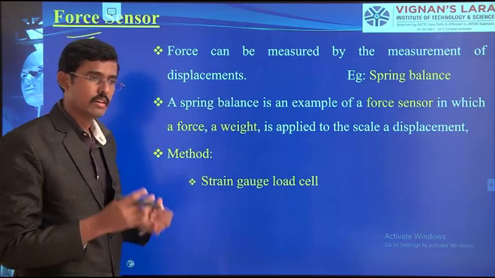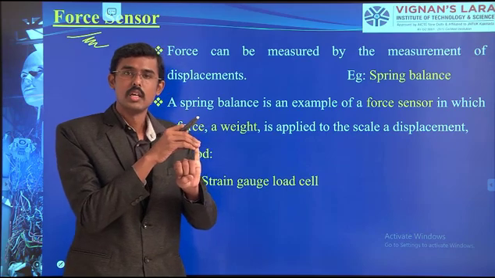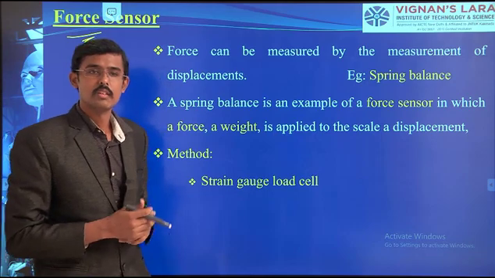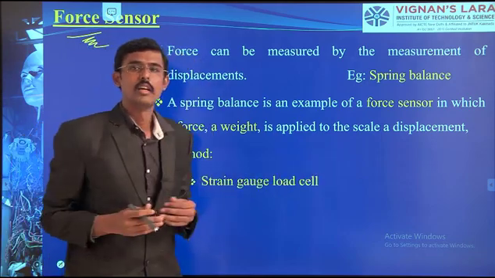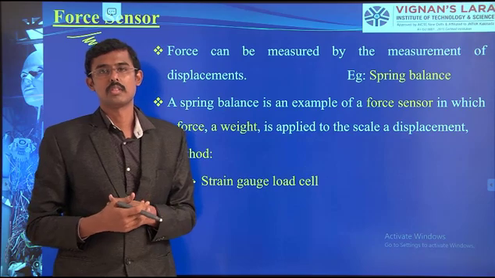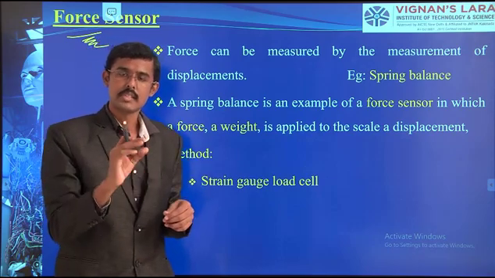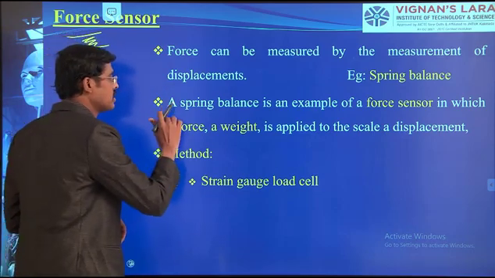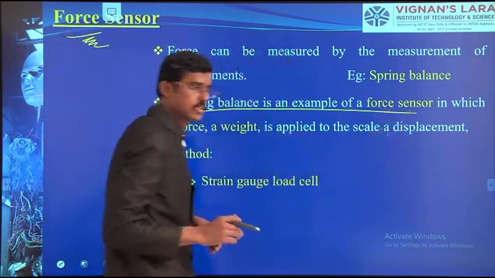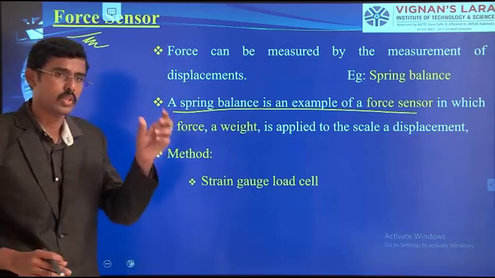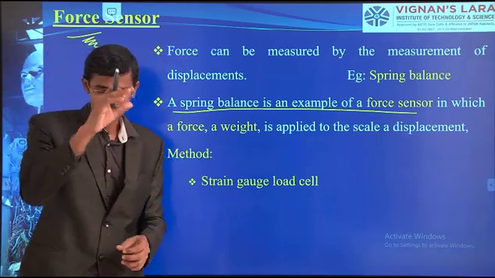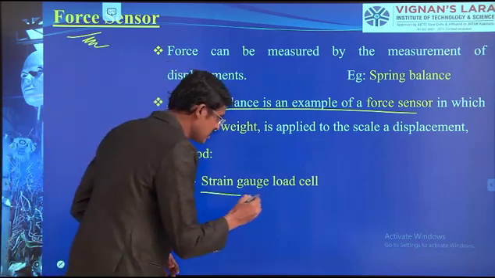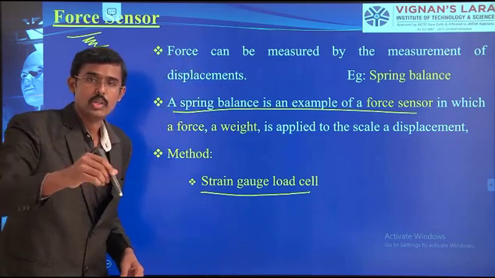The next category: we have seen about the displacements, positions, and now we are going to talk about force measurements. This is also one we have already seen in the category of strain gauge measurements. Here also the same setup of sensor we are going to use. A spring balance is an example of the force sensors that we know. We are putting the load over the spring and it is identifying. Otherwise, we can also use the strain gauge load cell for the measurement of the load. How?